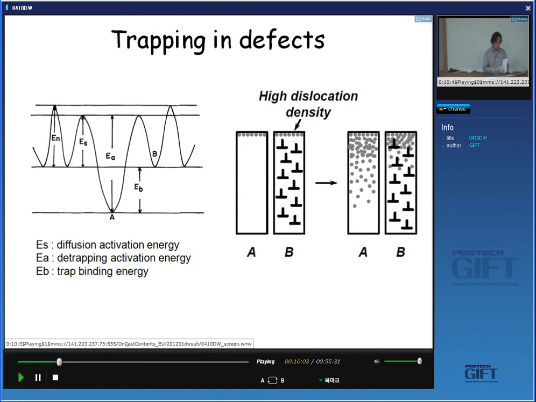Usually the grain boundary or dislocation provide high diffusion paths, but that is not the case, how can I say, it does not occur when you consider the diffusion of the interstitial atom. In particular, the diffusion of the hydrogen.